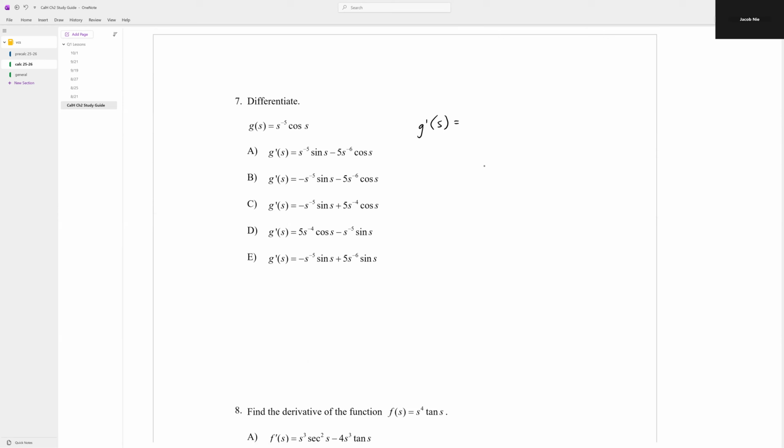We're going to differentiate the first factor and leave the second factor alone. That's going to be negative 5 times s to the power of negative 6. And the second factor we're going to leave alone. So that's cosine of s. And now we are going to add the first factor left alone with the second factor differentiated. And so the derivative of cosine s is negative sine s.